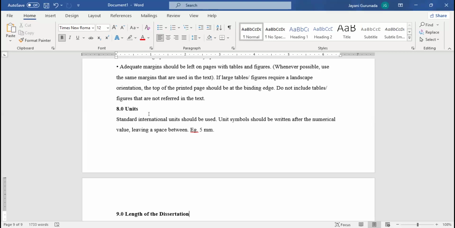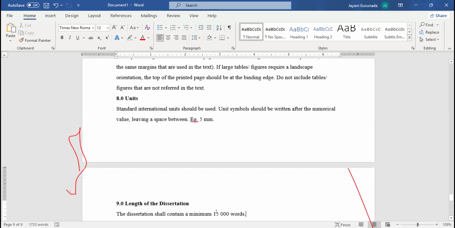Then standard international units should be used, right? Unit symbols should be written after the numerical value. Okay, that means millimeters. For example, if you are using 5 millimeters, there are standard ways of writing. You have to use them.